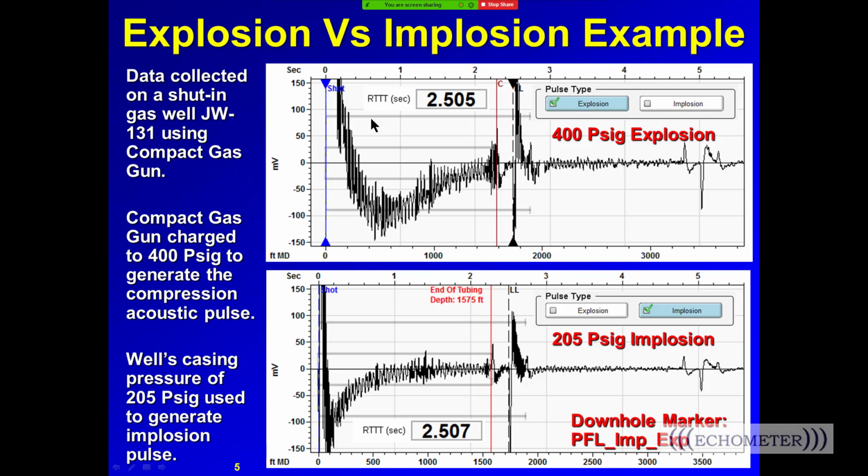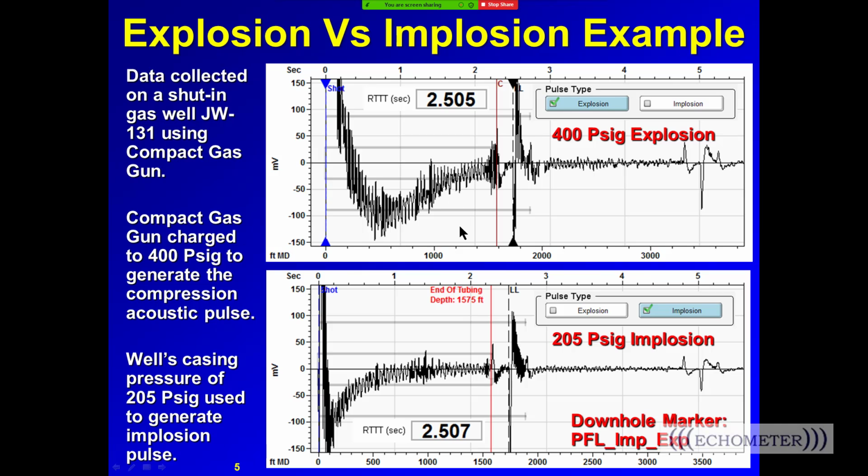And so you can see that the round trip travel time for the explosion shot is 2.505 seconds. The software determines the round trip travel time to the liquid level echo to the nearest 1,000th of a second. And so these two shots are within 2/1000ths of a second, and we could have fine-tuned them a little bit and made them exactly the same, but I'm showing that you don't have to. These are the initially automatically selected distance to the liquid level by the software.